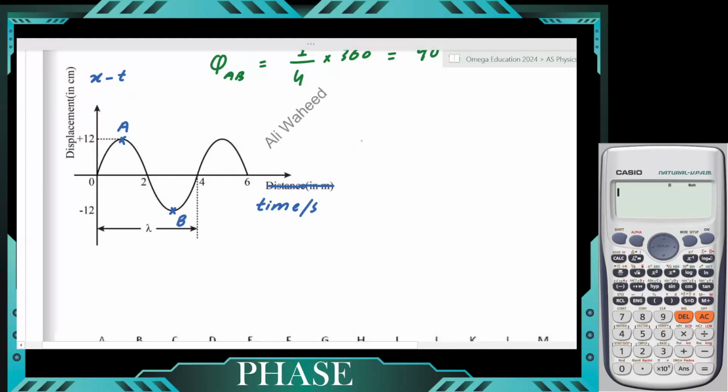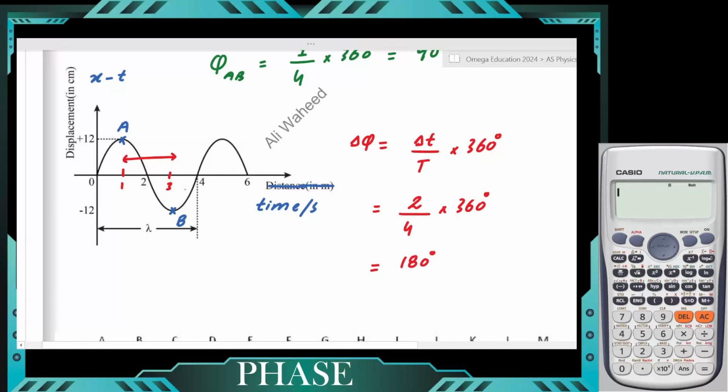So what do we do first? We write down the formula, the shorter one, delta T divided by capital T, because we have a displacement time graph, times 360 degrees. What is delta T? The time separation between these two. So A is at 1, B is at 3. What's the difference? 2. What's the time period? Time period is time of one wave. One wave ends in 4 seconds. So divided by 4 times 360 degrees, and it would be 180 degrees.